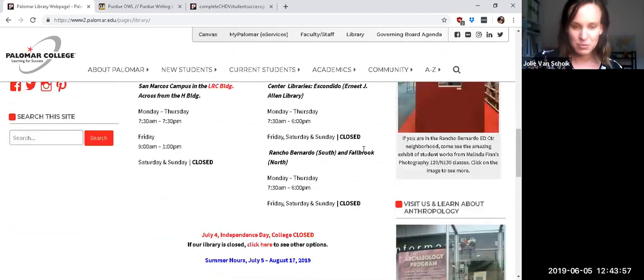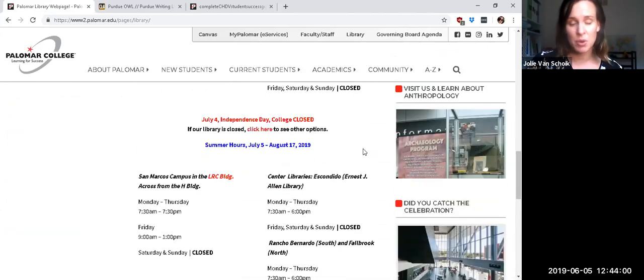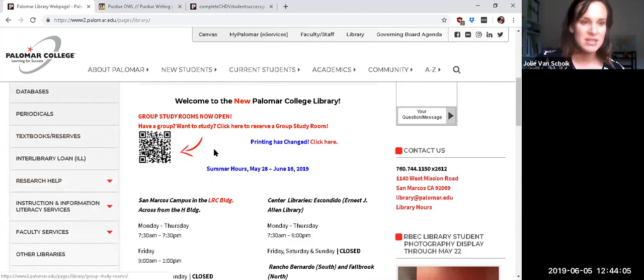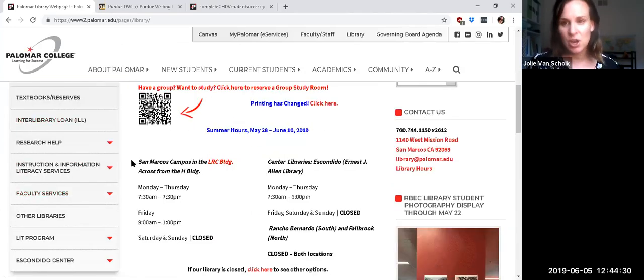And then we have them all over. We have them in Escondido, we have them on the Rancho Bernardo campus, and we also have them at the San Marcos one as well. So the best thing is that on this left-hand side, we have research help, we have faculty, we have other libraries, we have interlibrary loans. So if you need something from Cal State San Marcos, you need something from UCLA, we can get that for you. You just need to order it through the library over here. We also have information literacy services as well. And one of the best things that we have is our librarians. Free of charge, you can go in and talk to a librarian and get some help trying to find the research that you need.